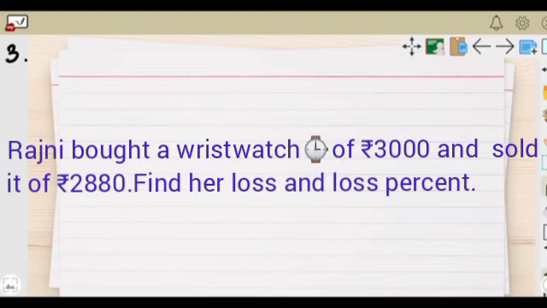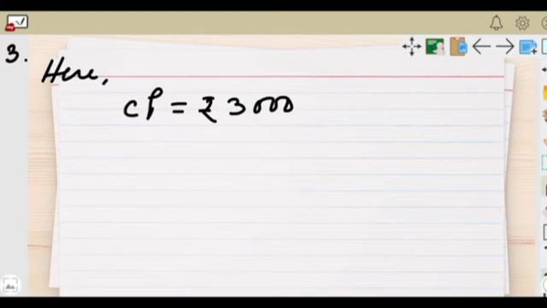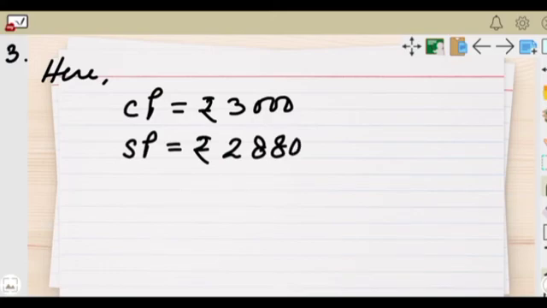Question number 3. Rajni bought a wristwatch of rupees 3000 and sold it for rupees 2880. Find her loss and loss percent. First, let us write the information given in the question. We know the CP, cost price. By how much she bought? By 3000. So rupees 3000, and sold it for rupees 2880. Selling price, rupees 2880. You are asked to find the loss.